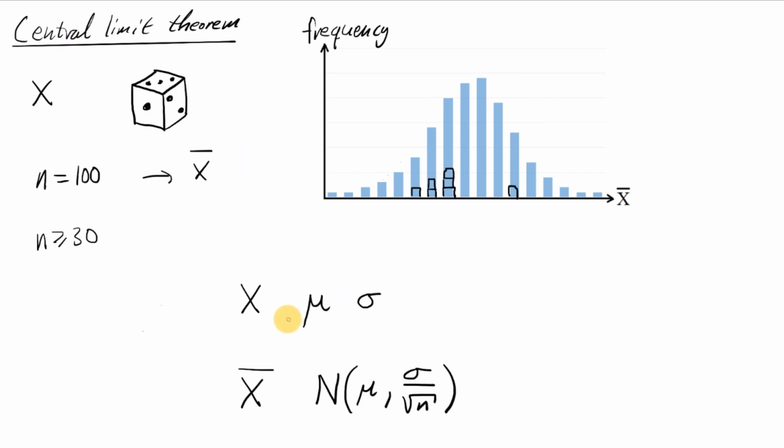So the central limit theorem says that if you have a random variable with expectation value mu and standard deviation sigma, then the mean of x will be another random variable that is normally distributed with the same expectation value and the same standard deviation, but divided by the square root of n. So here x doesn't need to be normally distributed, but the mean will be, if n is larger than or equal to 30. And if n is not larger than 30, but x is normally distributed, then this will also be normally distributed. So x mean will not be normally distributed only if n is less than 30 and x is not normally distributed.